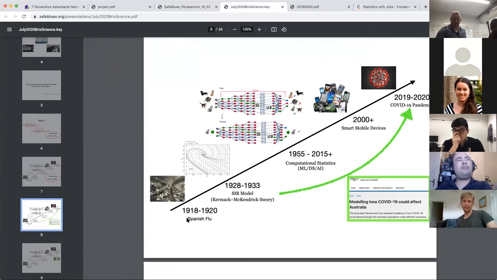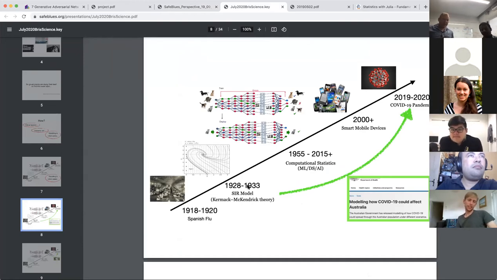So if we just look at fighting COVID, and epidemics, 100 years ago, there was the Spanish flu. Everybody knows about this, right? And now we have this other pandemic that we're suffering through. About 10 years after the Spanish flu, you had SIR models: susceptible, infected, recovered. Differential equation models, quite simple, but they capture the thing that's happening.